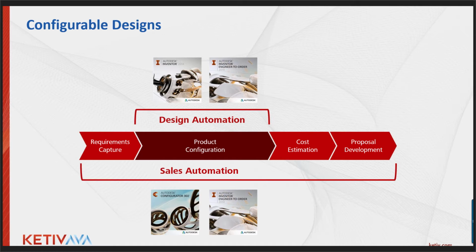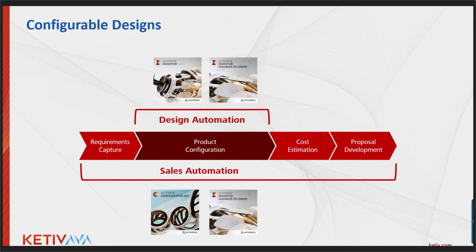But with the addition of Configurator 360, that can be the front-end engine for both ETO and Inventor. So really giving them the way to see that sales automation tool. With a product configurator, we can go to a website, like you go to a car website, and you're like, hey, I want these rims, I want this color, and have everything change.